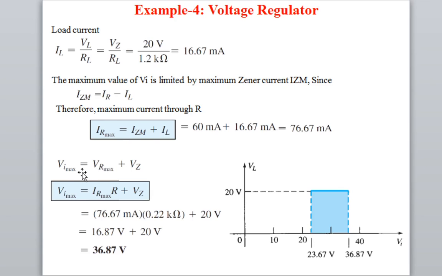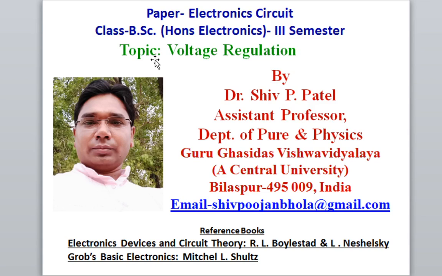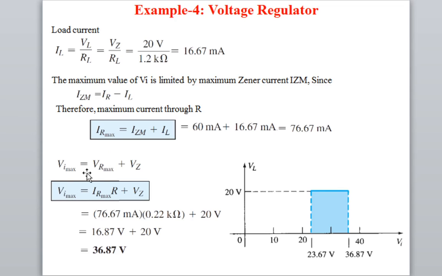So that is what we have done. VI maximum is equal to VR maximum plus VZ, meaning this voltage plus this voltage is equal to the input voltage. If this voltage is maximum, the input voltage will also be maximum. It means this maximum voltage corresponds to the maximum input voltage. So VI maximum is equal to VR maximum plus VZ, and VR maximum can be written as IR maximum multiplied by the resistance, plus VZ.